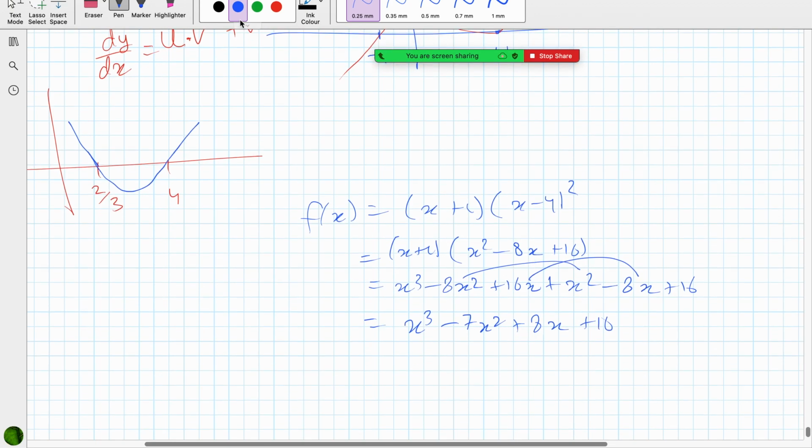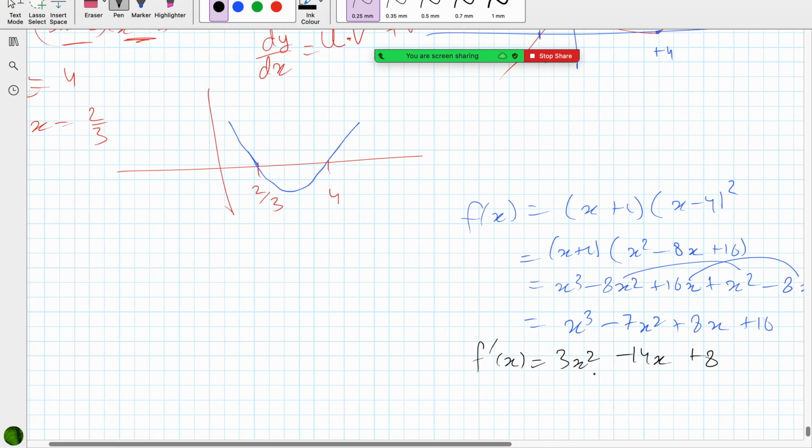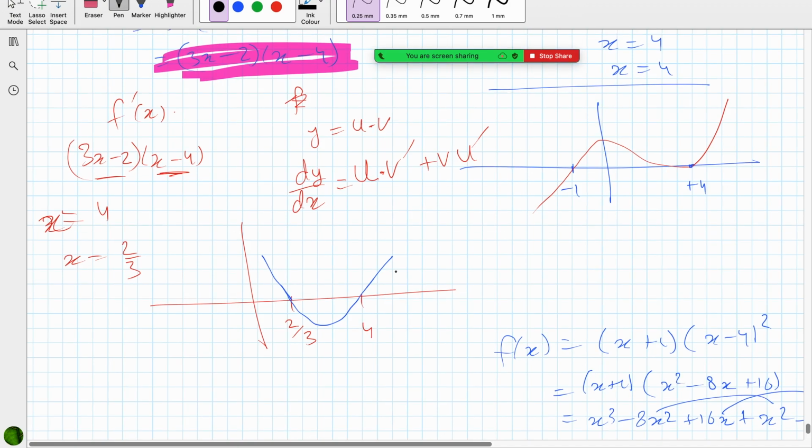Now when you differentiate, so f dash x is equal to 3x square minus 14x plus 8, right? And compare this with the equation right here.